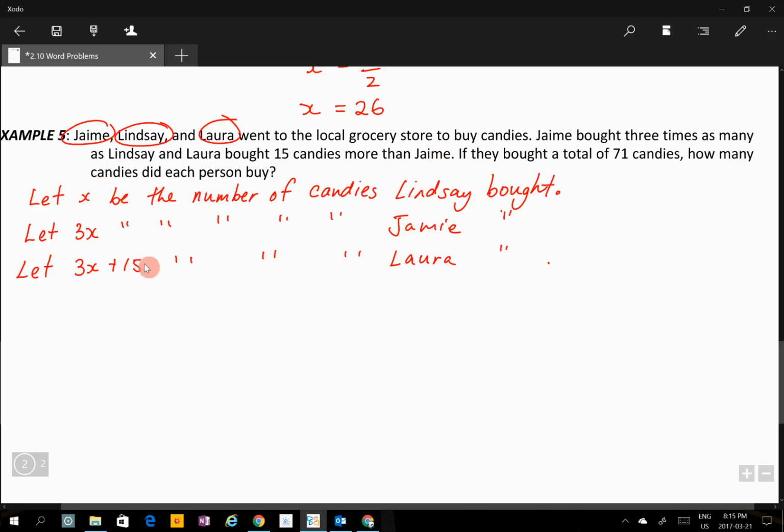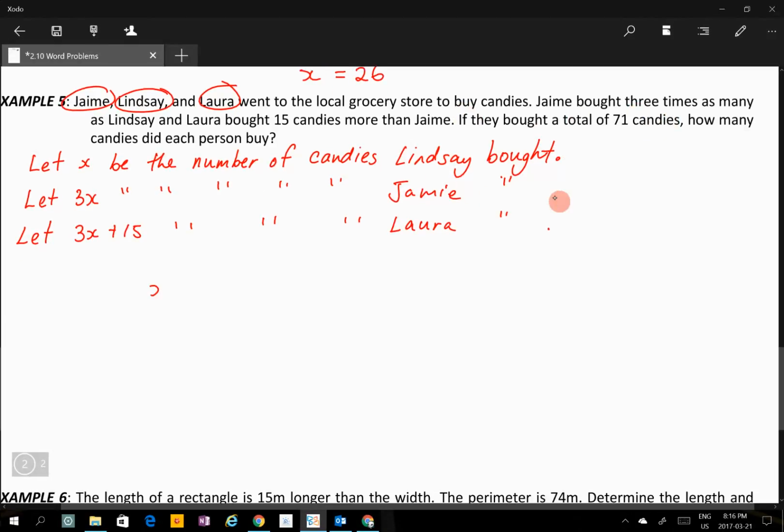I'm going to combine them to make my equation. So they bought a total of 71 candies. My equation is going to be the number that Lindsay bought, x, plus the number that Jamie bought, 3x, plus the number that Laura bought, 3x plus 15, for a total of 71 candies. Here's the equation I'm going to solve.